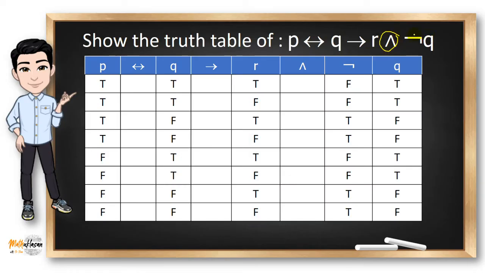And this time we need to compare R and this not Q. So we're going to pair these two using conjunction. Now using this R column and this not Q that we got a while ago, we'll have our answer in this column.